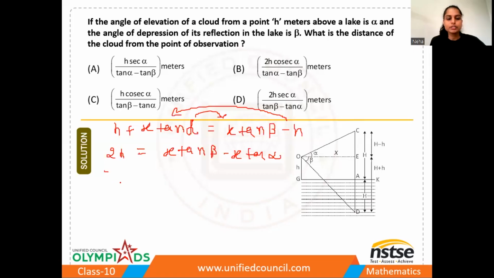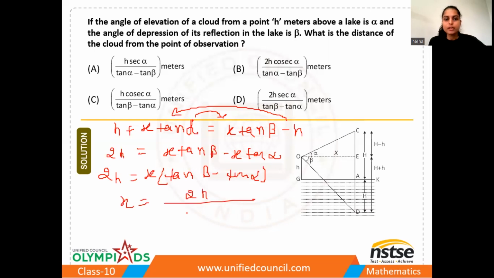So twice h is equal to, if I take x as common, x times tan beta minus tan alpha. So the value of x is nothing but, my dear students, twice h upon tan beta minus tan alpha. Now I have this value of x. To find the value of OC, I need the value of capital H minus small h only. So just note down this result.